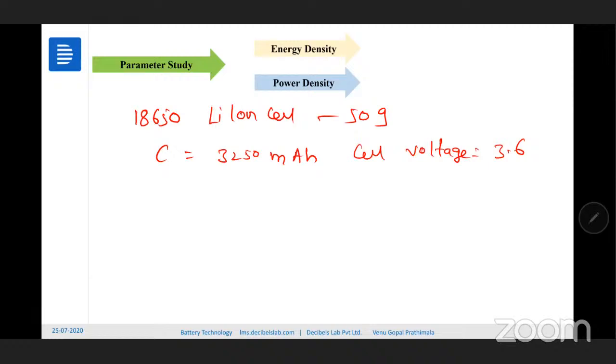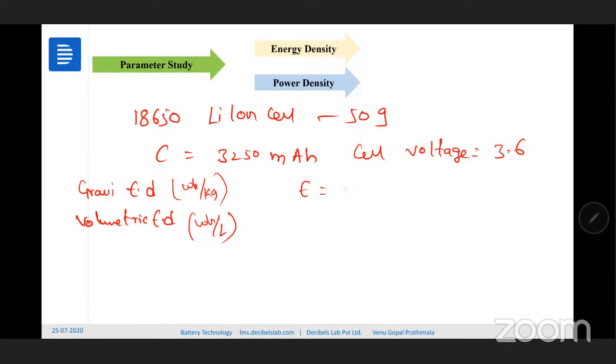So for this, now what I'm going to calculate is gravimetric energy density and volumetric energy density. Okay. So how to calculate the gravimetric energy density? Its unit is watt hour per kg. And this is watt hour per liter. Okay. So first we have to calculate the energy and then we have to divide by mass. So energy equal to cell voltage into cell capacity, that is 3.6 into 3.250.